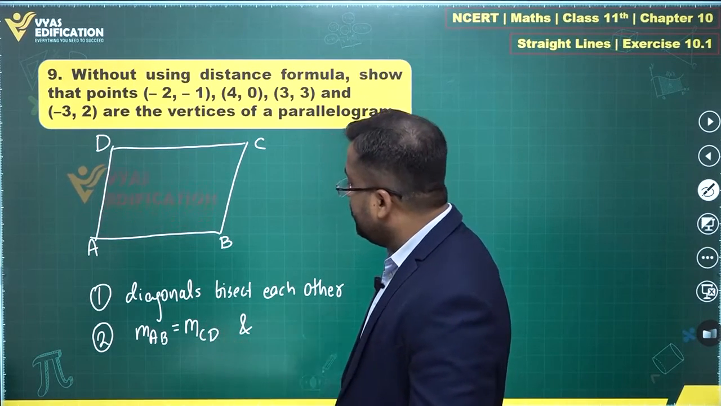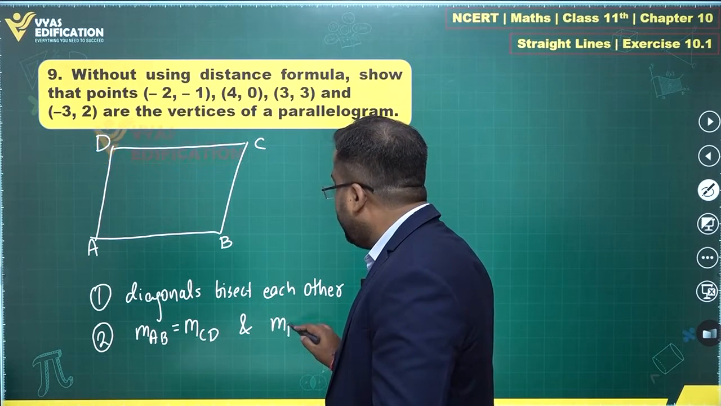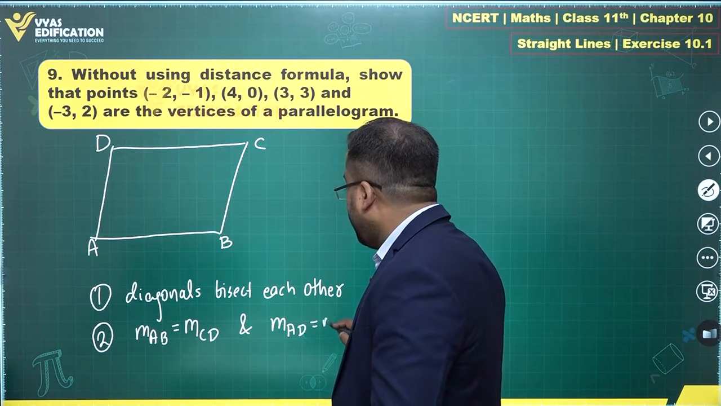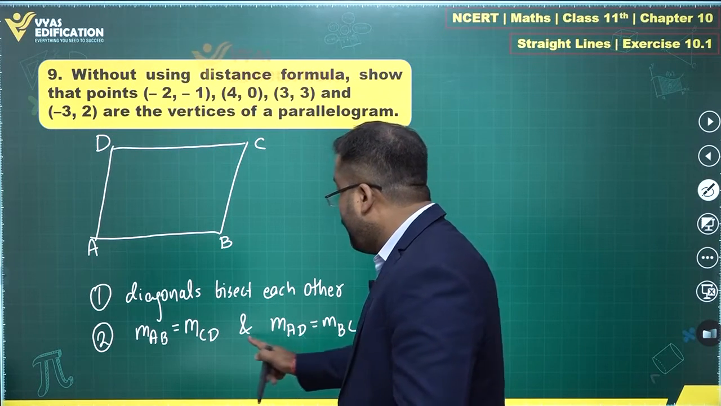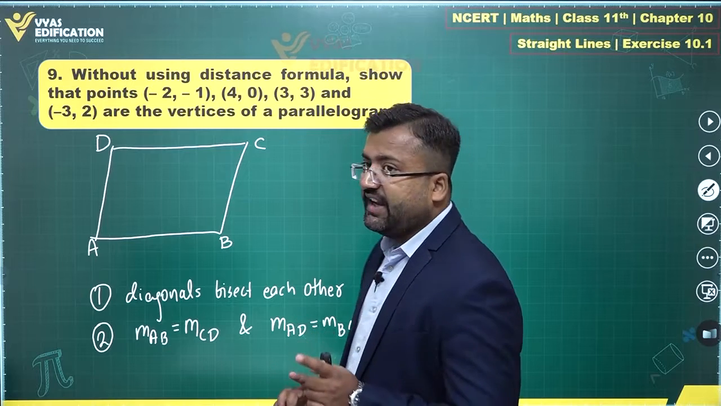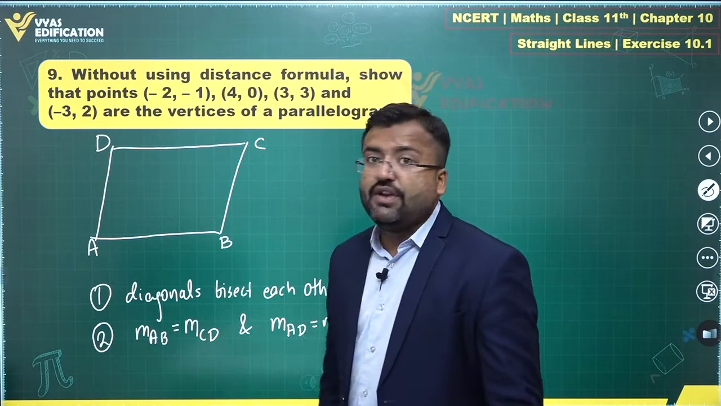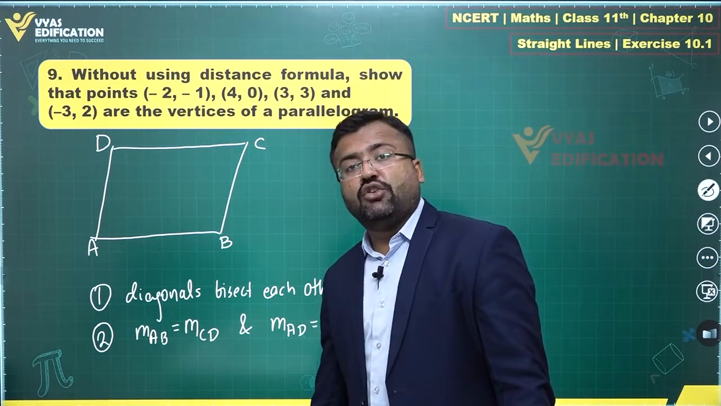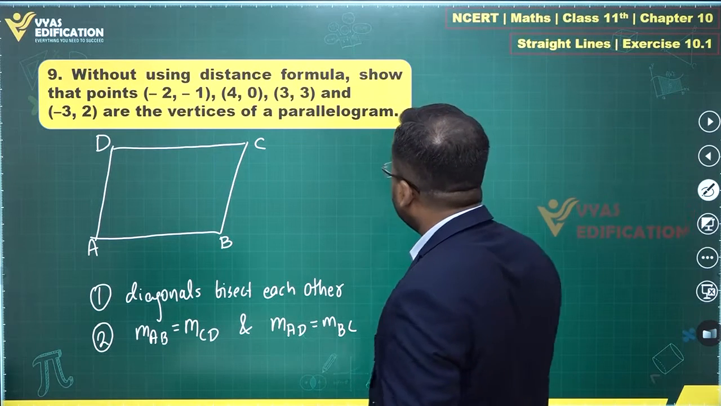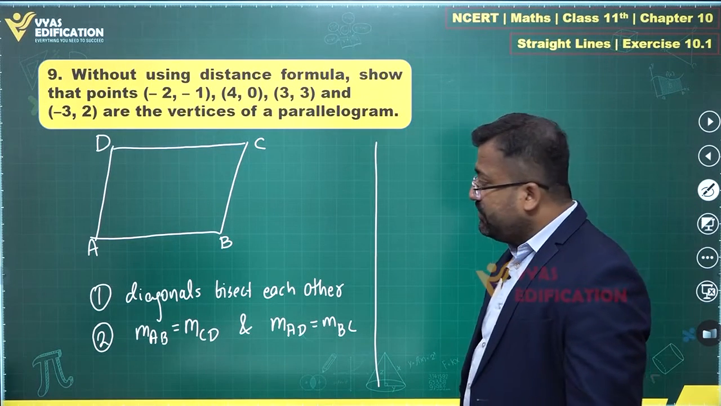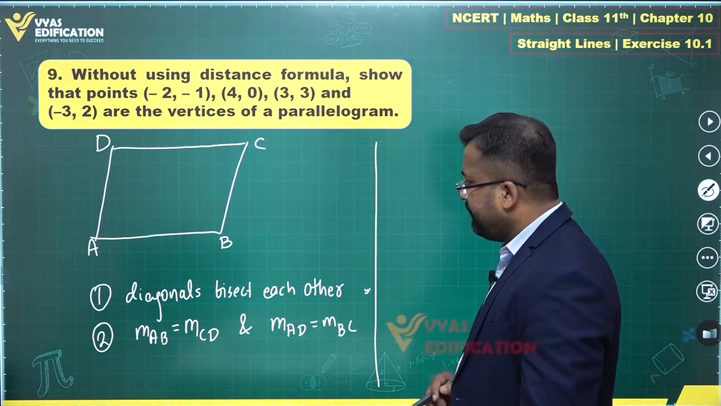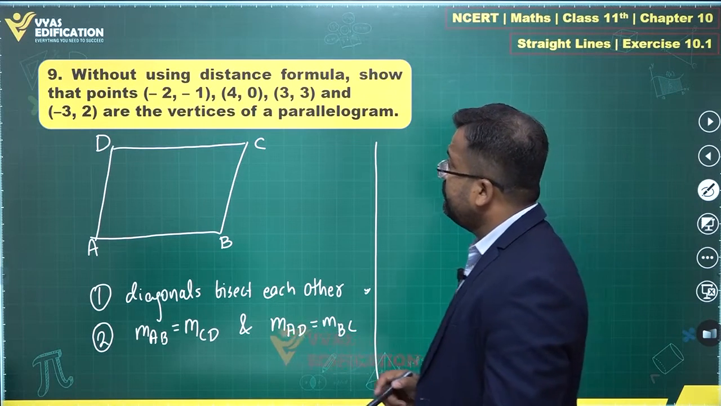This slope is equal to this slope, and m of AD is equal to m of BC. Both of these should be correct. That's another way of proving that the given figure is a parallelogram. That's another approach. So which of these will we be using? This one is pretty simple. You can always follow this approach.